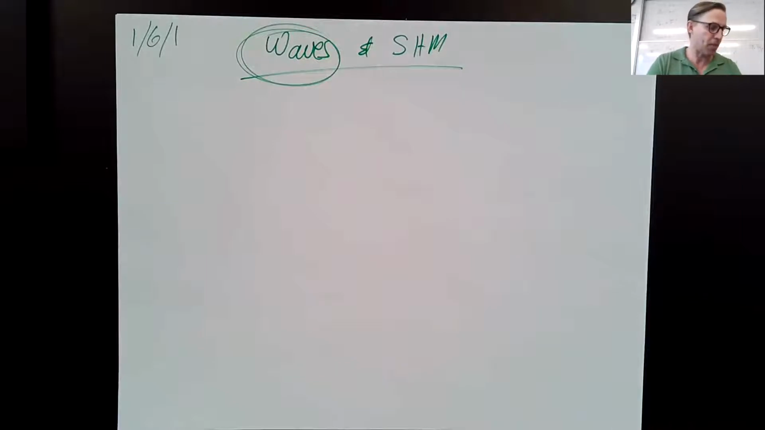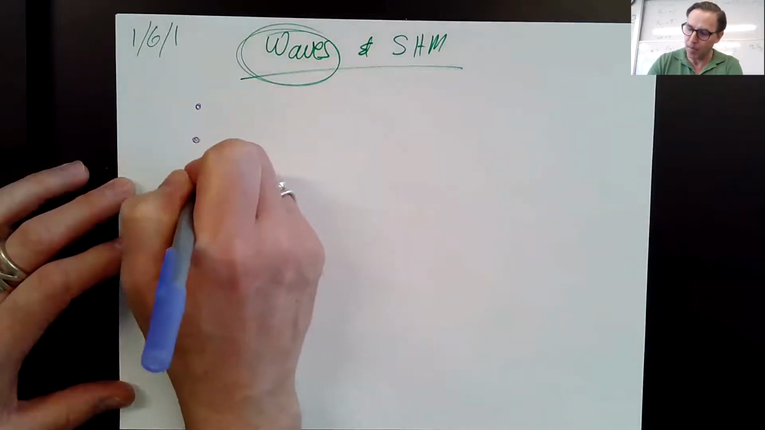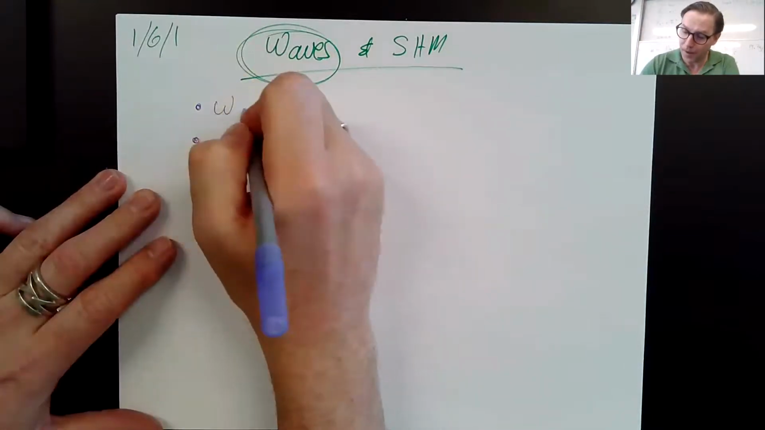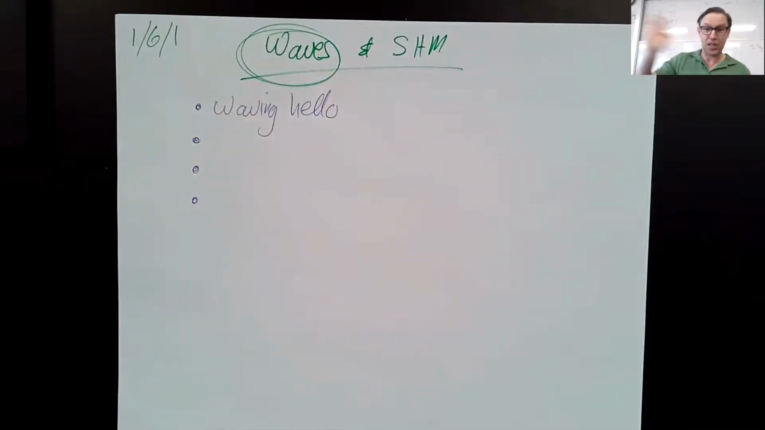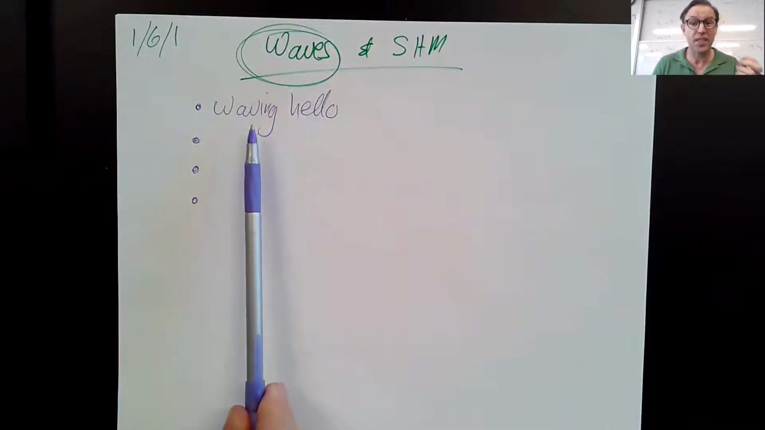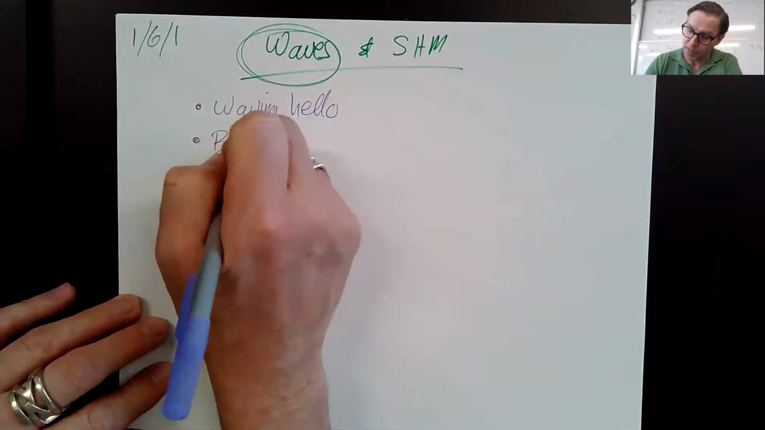So I like to ask people when we're together in person, what do you think of when you hear the word wave? And since we're not in person, I will just list a few things that people might think of. They might think of waving hello. I'm waving hello. And it turns out that as we study waves, there is something very similar to all of the physics that we're thinking about in waving hello. How cool is that?